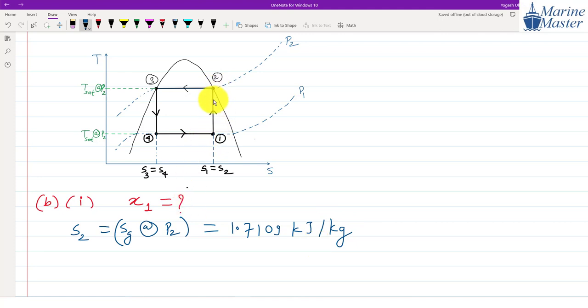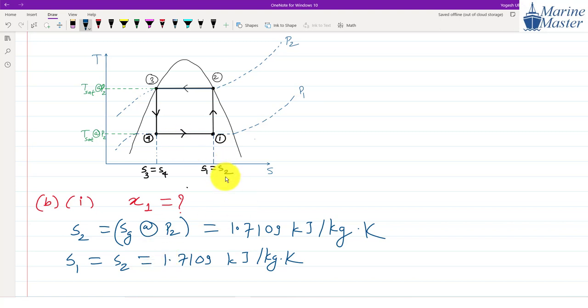Now here we can say the entropy of point 1 is equal to the entropy of point 2. So S1 is equal to S2, and S1 will become 1.7109 kilojoule per kg Kelvin. Here I have written the wrong unit. The unit of entropy must be kilojoule per kg Kelvin. So S1 is equal to S2.